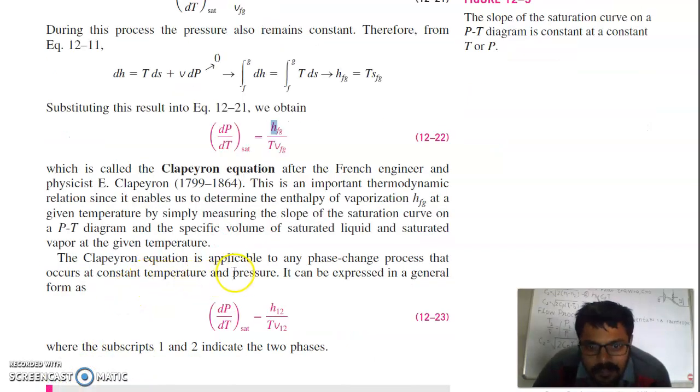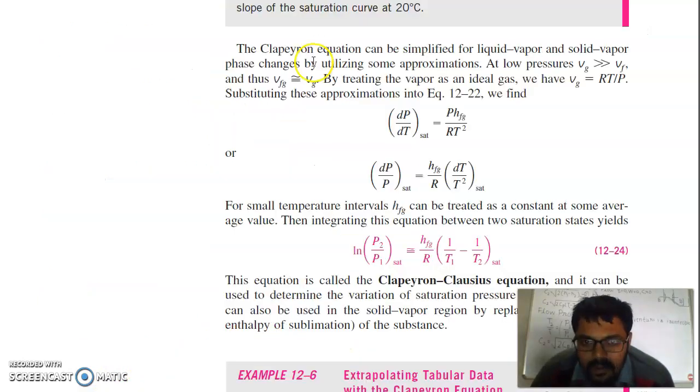The Clapeyron equation is applicable to any phase change process that occurs at constant temperature and pressure. So it can be expressed in general form: (dP/dT) saturation is equal to h12 by T v12, where 1 and 2 indicate the two phases. The Clapeyron equation can be simplified for liquid-vapor and solid-vapor phase changes by using some approximations, because at low pressure the volume of gas is much greater than the volume of liquid. So we can assume that the liquid volume is negligible, and vfg is almost equal to vg.